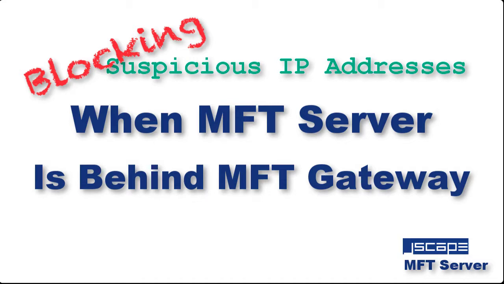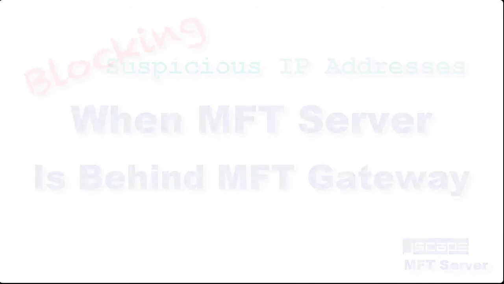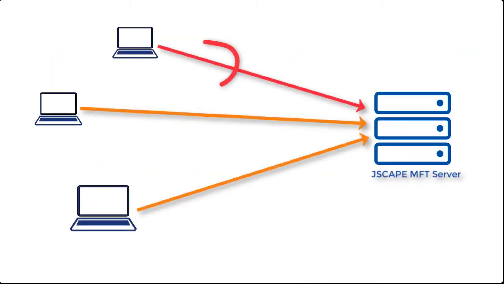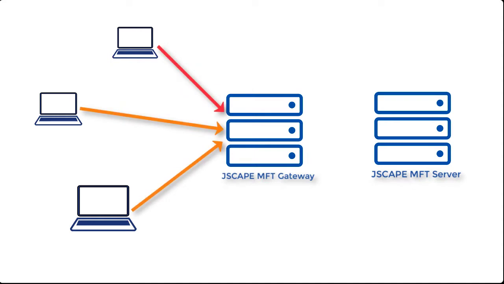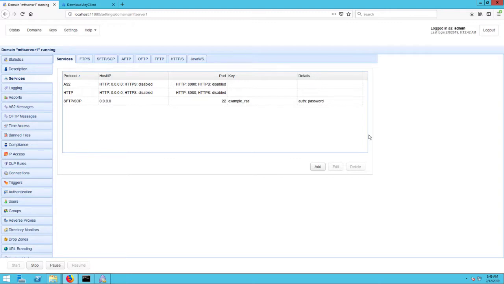If you've been using JSCAPE MFT Server, you're probably already aware of its built-in feature that enables it to block suspicious IP addresses. However, if your MFT server instance is placed behind a NAT or reverse proxy like JSCAPE MFT Gateway, there can be a bit of a problem.